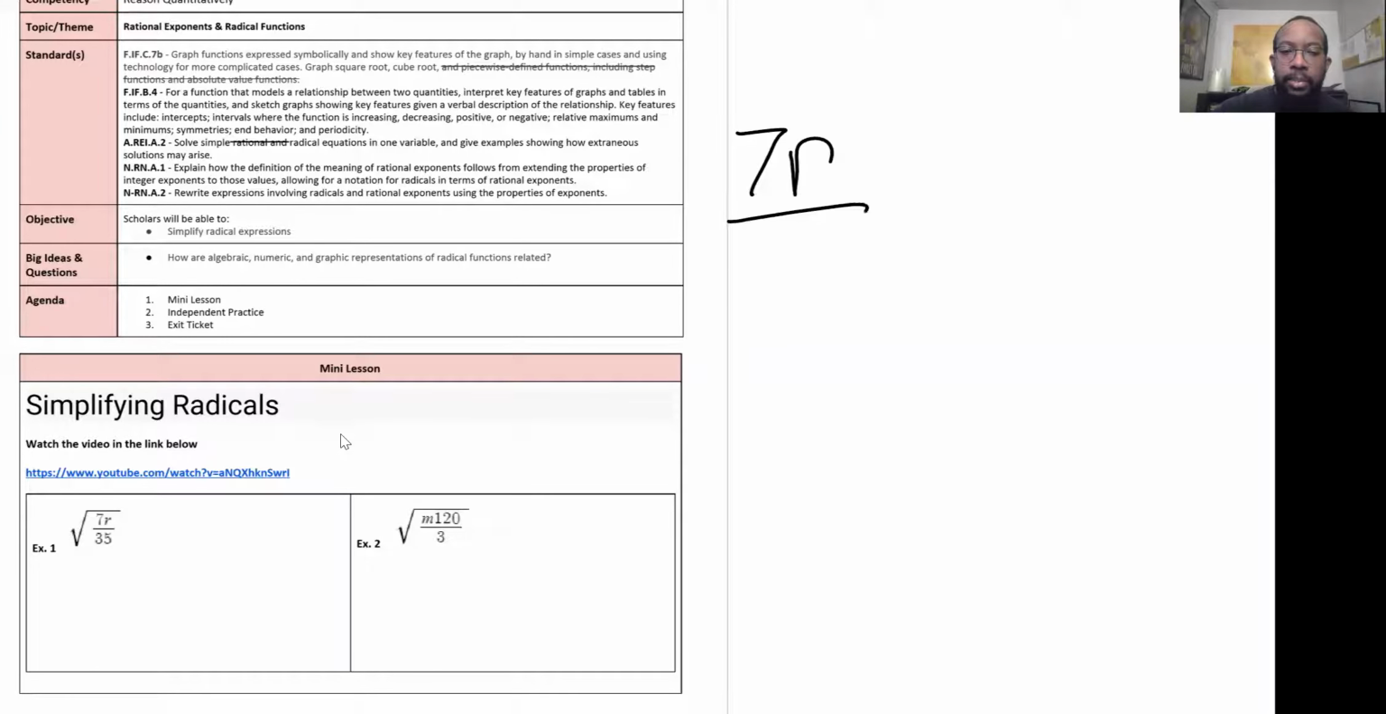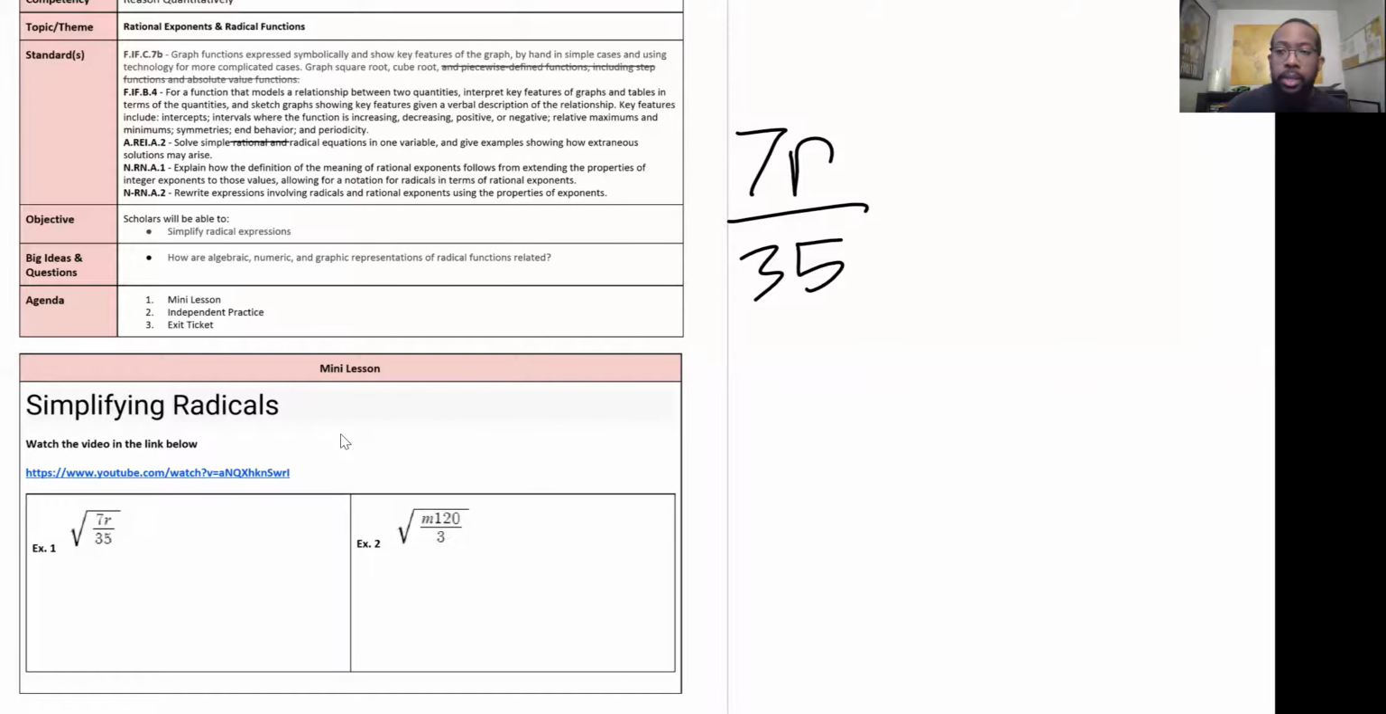7r divided by 35. All right, so the first thing you want to do is see if the numbers can be divided into each other. Or let me say this another way, or a better way maybe. Find the greatest common factor between your numerator and denominator. So what's the largest number that can go into your numerator and your denominator, your top number and your bottom number, without leaving a remainder? So if we look at our numbers, we have 7 in the numerator, we have 35 in the denominator. So let's see if we can divide 35 by 7. All right, and let's see if 7 goes into 35.